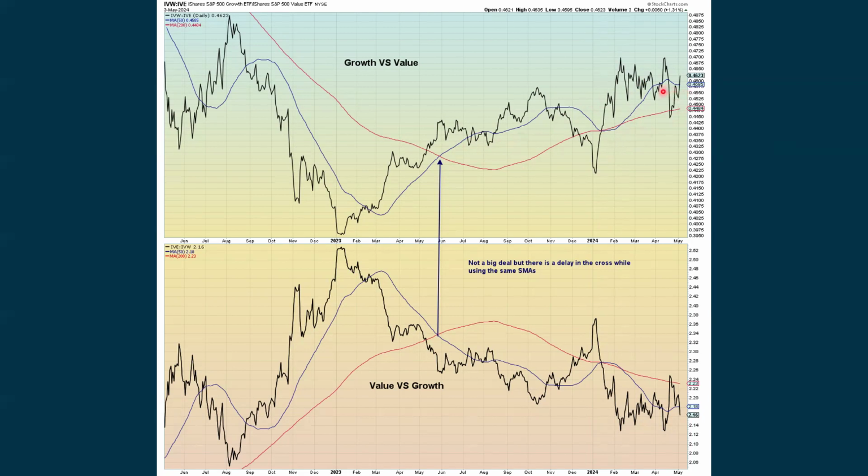Now, on top, I have growth to value. On the bottom, I have value to growth. This just gives us a little bit of insight. We might see things a little different way by looking in inverted charts. Also, you'll notice that the moving average is a little bit offset when they crossed with each other, because these things are calculated in a little different way.